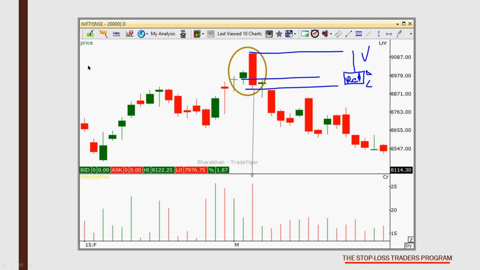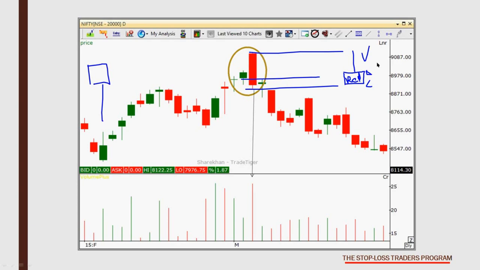What kind of candle am I having when I blend these two candles together? This is not hammer, Pradeep ji. This is not hammer. Hammer is something like this. This is hammer. This is also not hanging man.